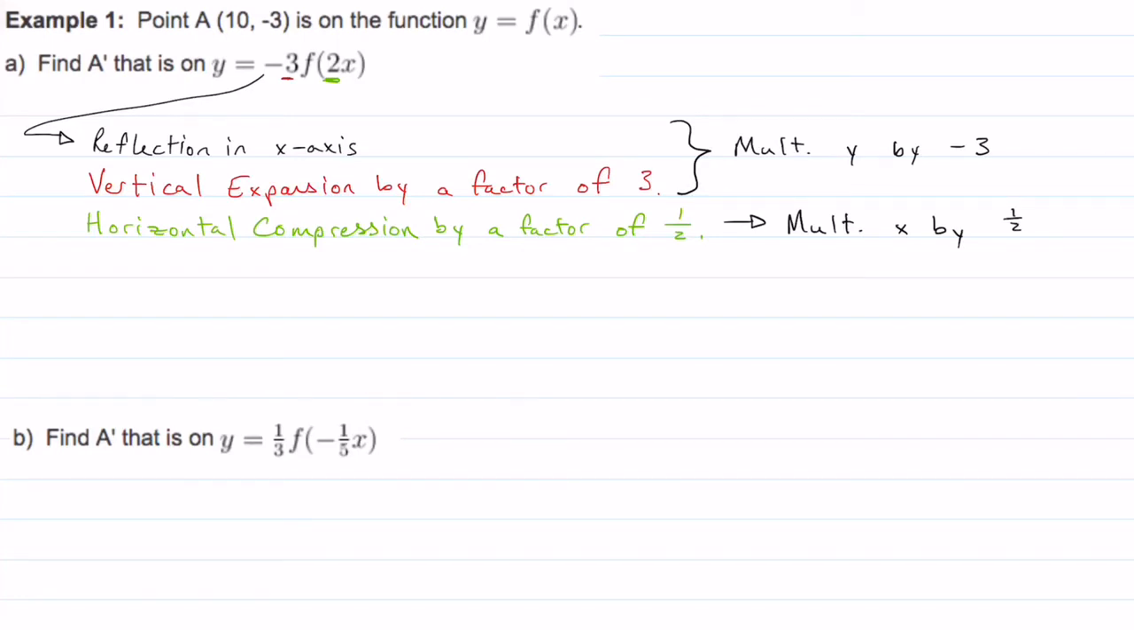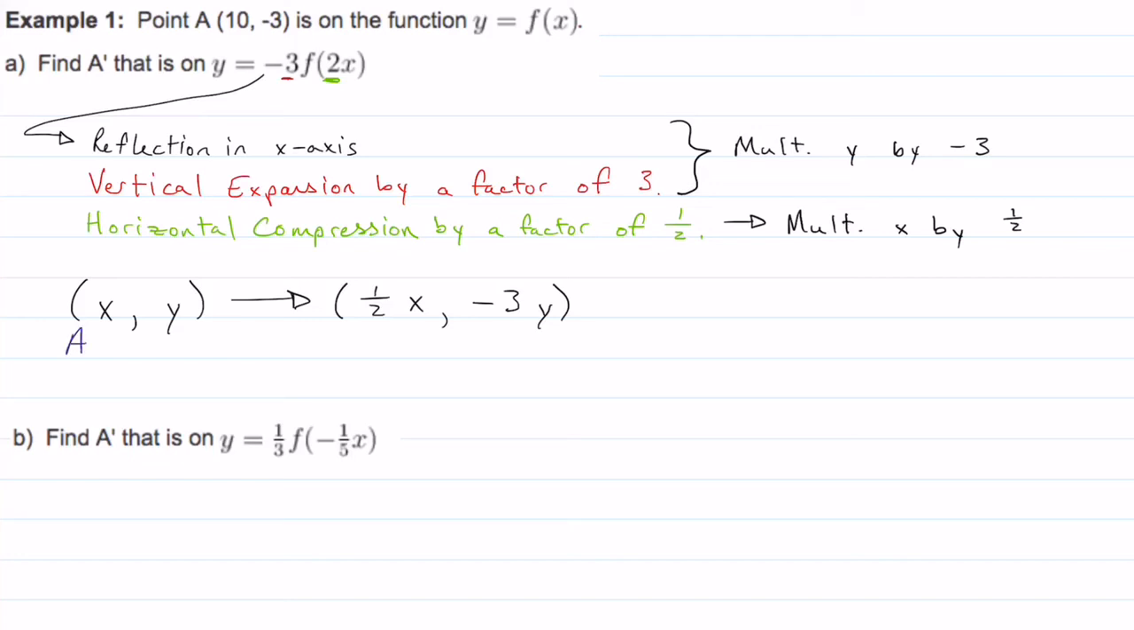So I'm going to use those to make a little mapping diagram of what we're going to do to x and to y. So I'm going to set up my x, y, and I'm just going to say, okay, we're changing this to, I'm going to multiply x by a half and y by negative 3. So that is what I would call like a little mapping diagram for the point. So x goes to a half x, y goes to negative 3y.